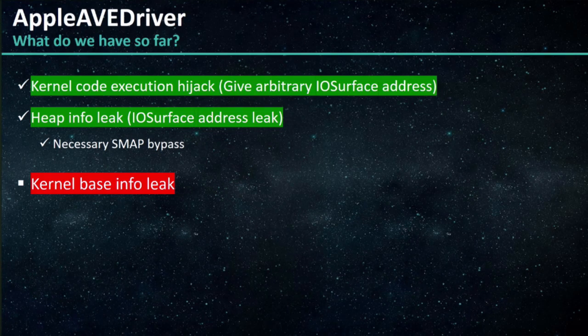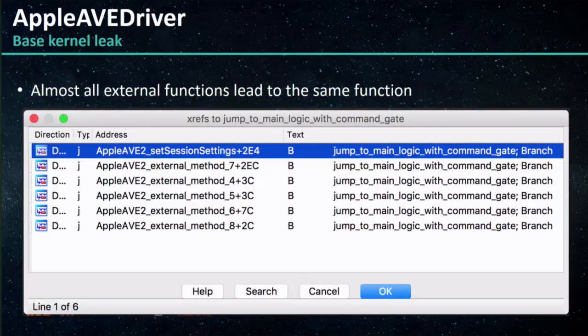So at that point I said, okay, this driver is very interesting. Let's dig further into what it does. And I saw that eventually all of those functions lead to the same code, the same function. So all of those selectors were just wrappers to the main logic. By the way, command gate, if someone is interested, is a synchronization mechanism in iOS and OS X. Not really relevant to this example, but also very important to know.